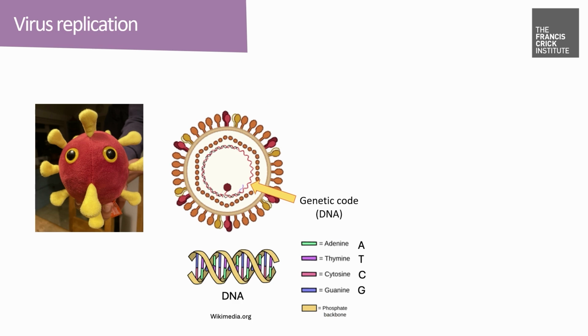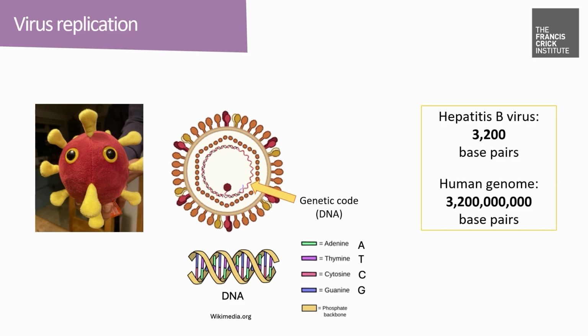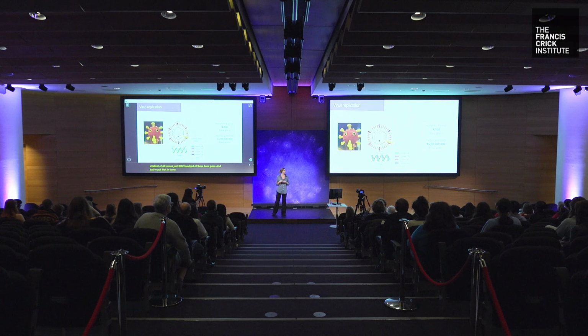can replicate itself. You might remember or know that DNA is made up of these pairs of bases. The bases are called A, T, C, and G. We'll come back to that later. And if we look at the size of the hepatitis B genome, it's actually one of the smallest of all viruses, just 3,200 of these base pairs. And just to put that in some context, that's about 1 million times smaller than the human genome.